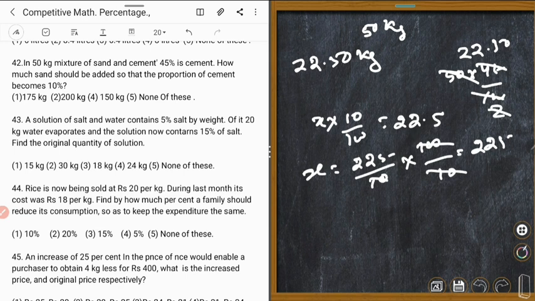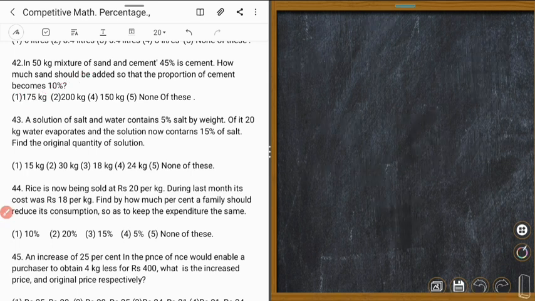How many kgs are there? 50 kgs. How many kgs do we need? 225. So how many kgs of sand do we need to pour? That means 225 minus 50 is equal to 175 kilos. Which is the right answer? 1 is the right answer. Could you understand? Be alert, boys.